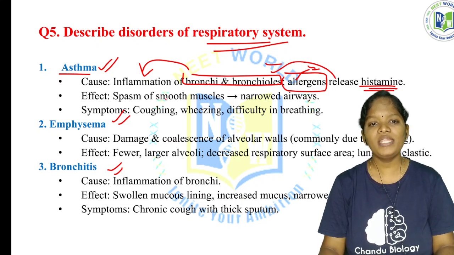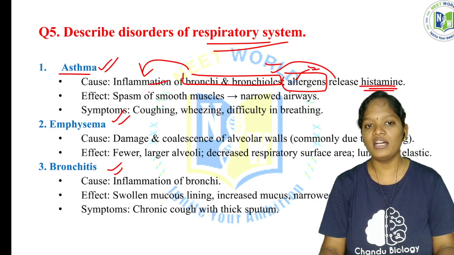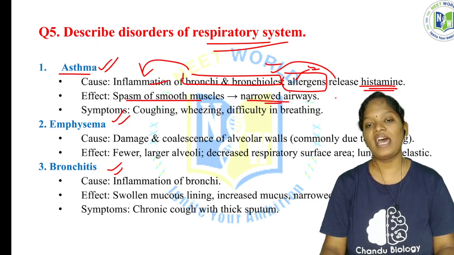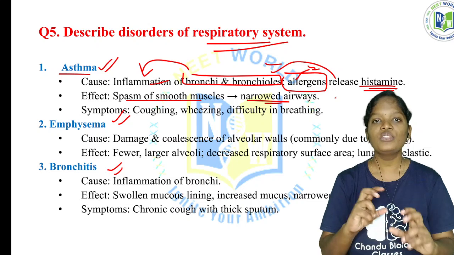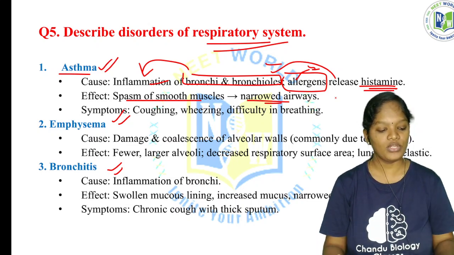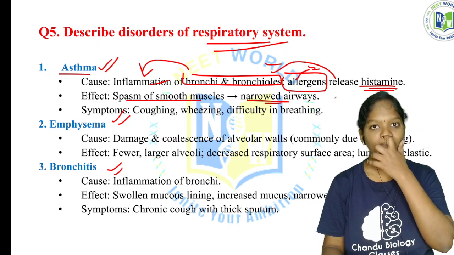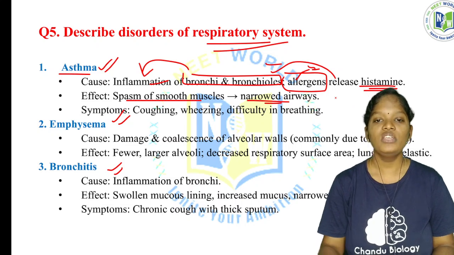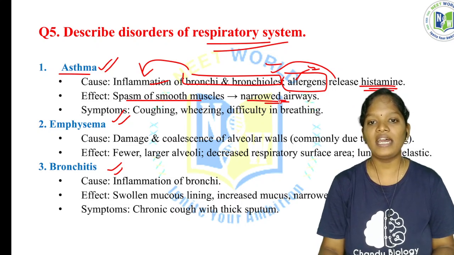Now, what will be the effect? As this is the cause, there is spasm of the smooth muscles and narrowed airways. The airways are getting narrowed, so enough air, enough oxygen, is not going to reach all the parts of the body. That is why we say narrowed airways.